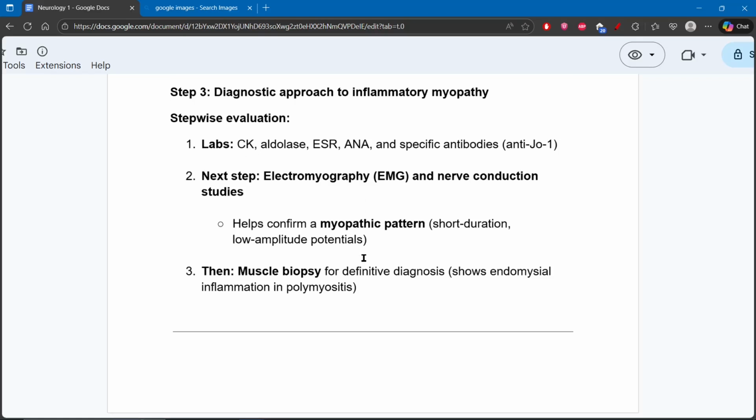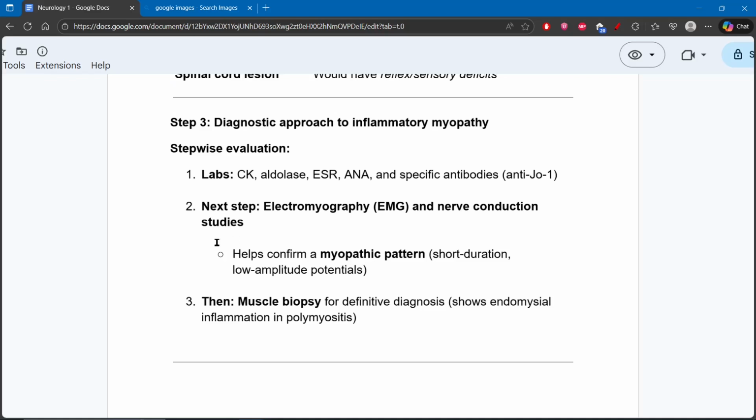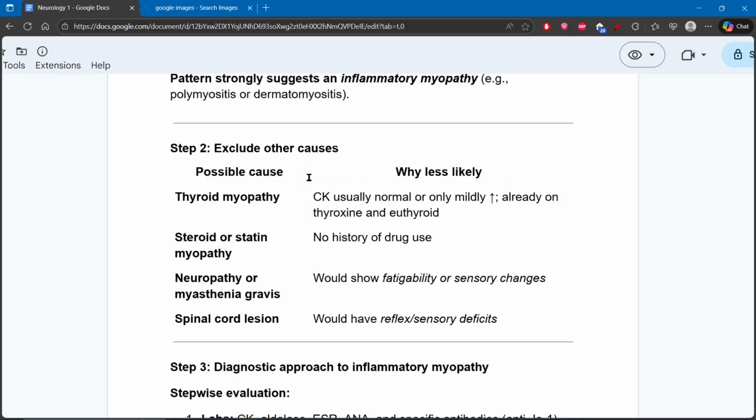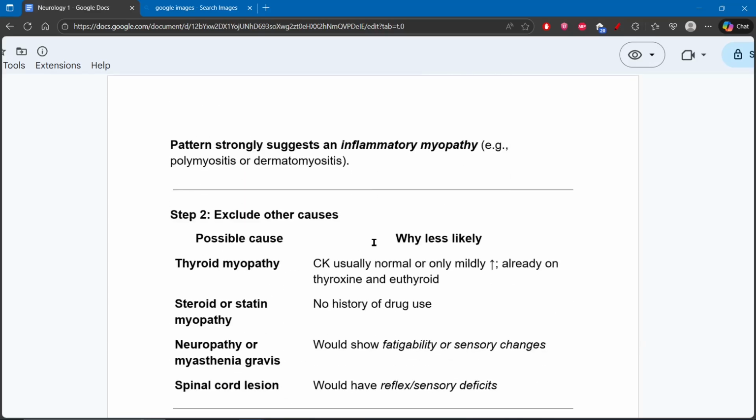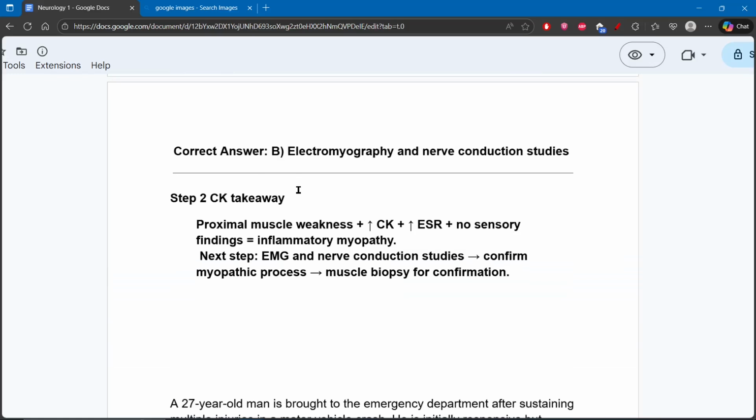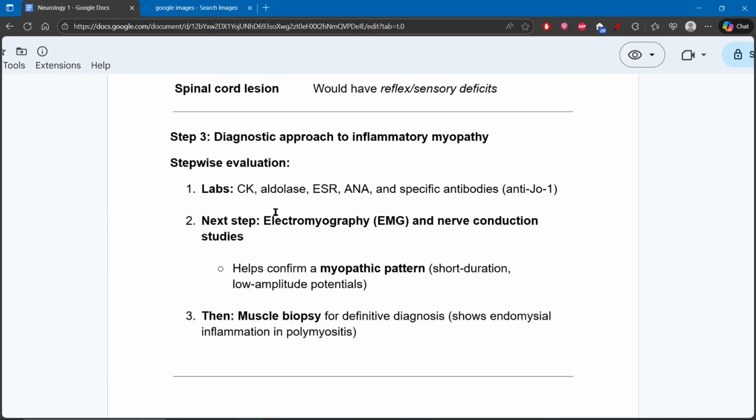After that, because CK is already given in the question, we would skip this step. What the question is asking us is the next step, which is the second step, basically. So the first is already done in the question. They've given us the CK. So now what they're asking us is what would be after the CK. So then we would do electromyography and nerve conduction studies. That will be the answer because it helps confirm a myopathic pattern. All right, and then to confirm it, we do muscle biopsy.